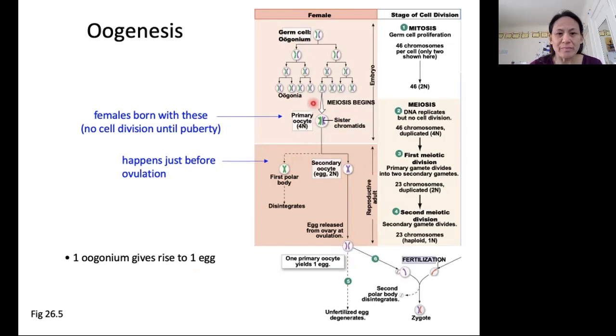Okay. One last thing that I want to say about this: because of these uneven cell divisions, each primary oocyte is only going to give rise to one egg, right? So we get one egg and then a couple polar bodies.